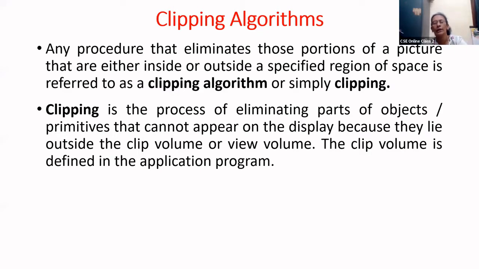In 2D it is the clipping window. In 3D we take a volume, which we will see after this topic. In 2D we define a rectangle, that is a clipping window, whereas in 3D we define a volume. Basically it will be a pyramid or a frustum that we use. We will see that when we come there. So right now, clipping is the process of eliminating parts of objects that cannot be seen on the display because they are outside the clip volume.